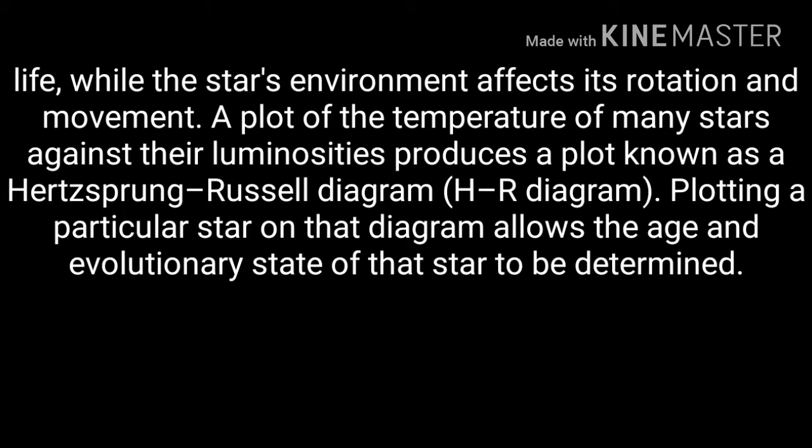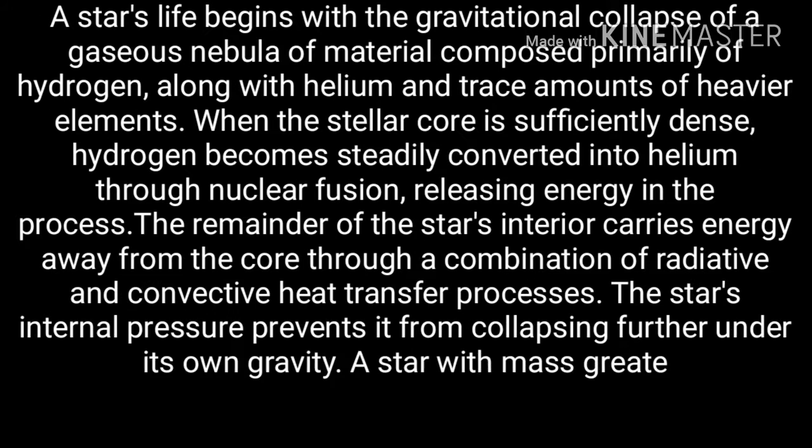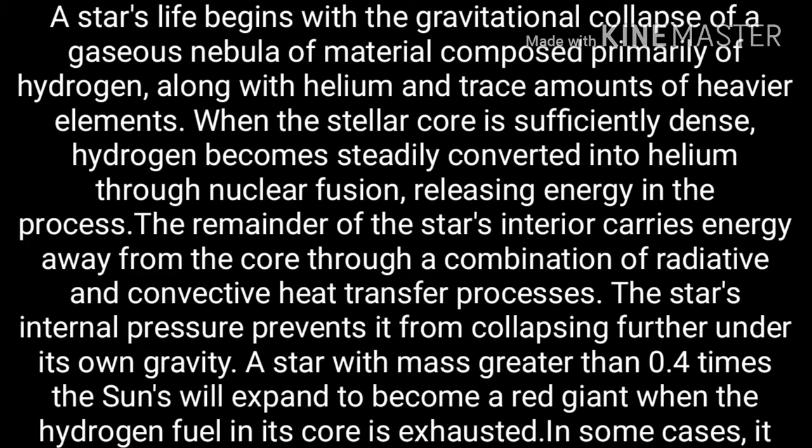A plot of the temperature of many stars against their luminosities produces the plot known as a Hertzsprung-Russell diagram, HR diagram. Plotting a particular star on that diagram allows the age and evolutionary state of that star to be determined. A star's life begins with the gravitational collapse of a gaseous nebula of material composed primarily of hydrogen, along with helium and trace amounts of heavier elements.